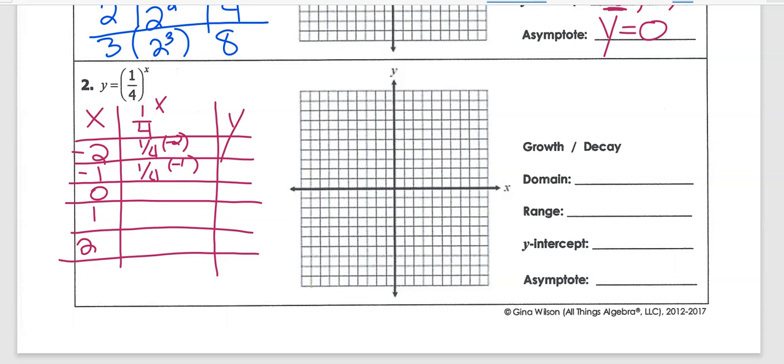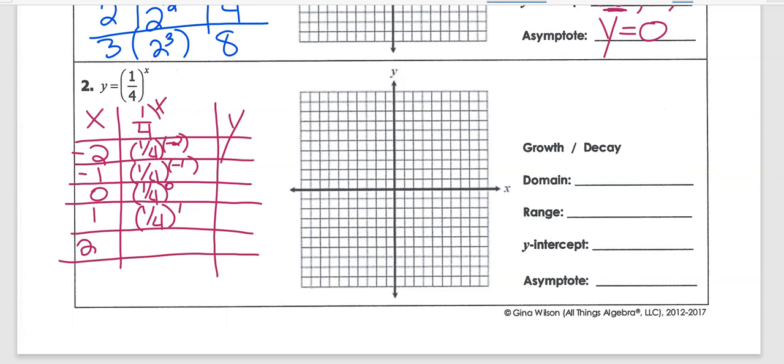So I have 1/4 to the 0 power, 1/4 to the first power. Maybe I should put these in parentheses so you can see it a little better. And then I have 1/4 in parentheses to the second power. So what do all these numbers equal? I'll give it to you in number form.